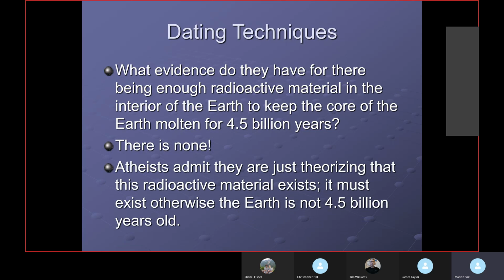Atheists admit they're just theorizing that this radioactive material exists. So when they respond about the flow of heat from Kelvin's calculations, they have to have this radioactive material. It must exist, otherwise the Earth is no more than 25 million years old, and that's assuming it started out as molten rock and was allowed to cool off with natural means.